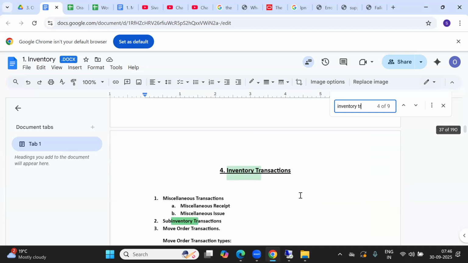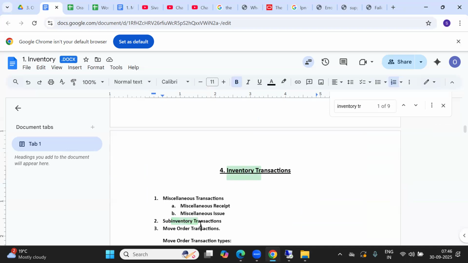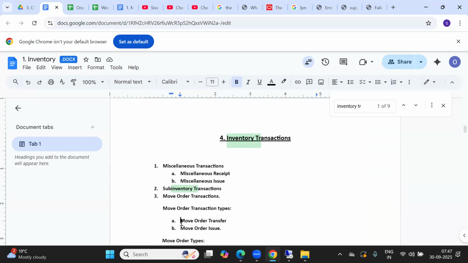Under move transactions, you will have move transfer and move issue. Move transfer means transferring the quantity from one sub inventory to another sub inventory, with a document number and approval process. Move issue means transferring quantity from one sub inventory to an issue location. You are issuing out. I told you earlier, issue out means you are moving out, reducing, decreasing the quantity. The quantity will move out.